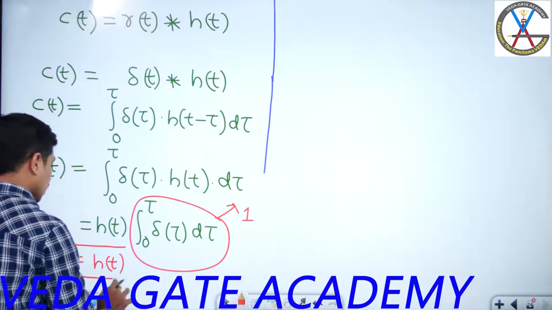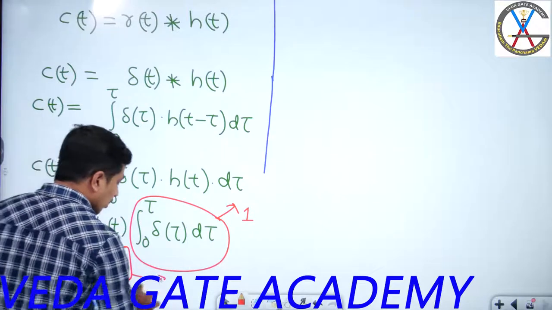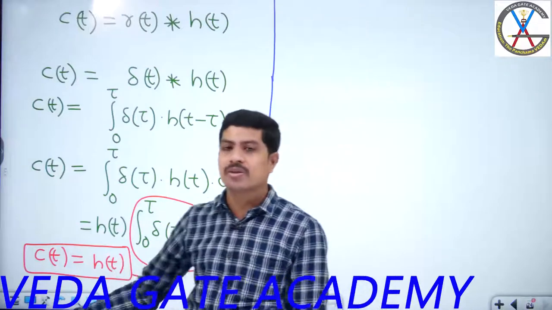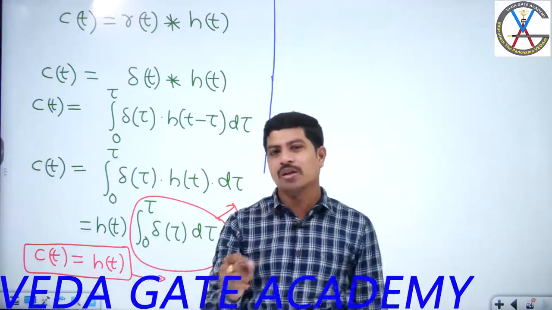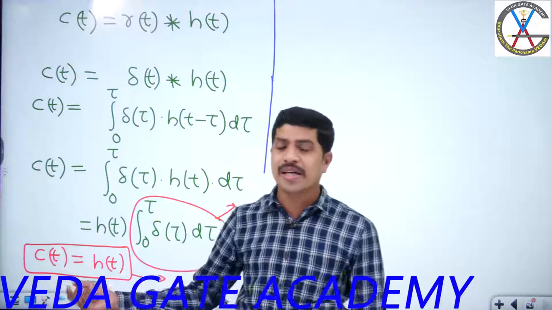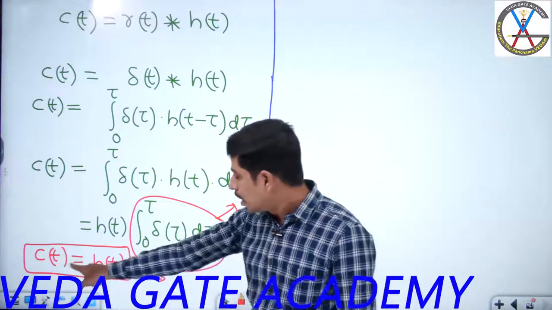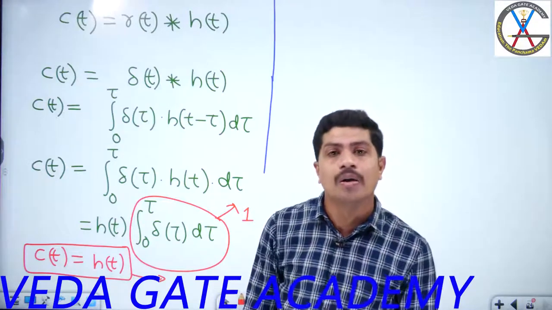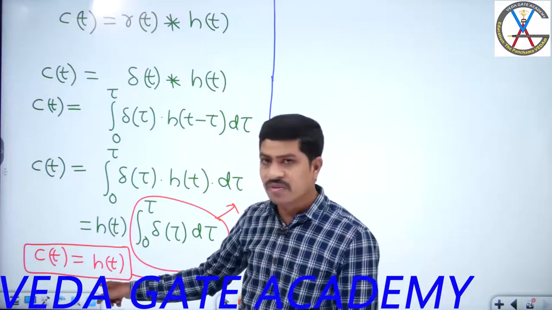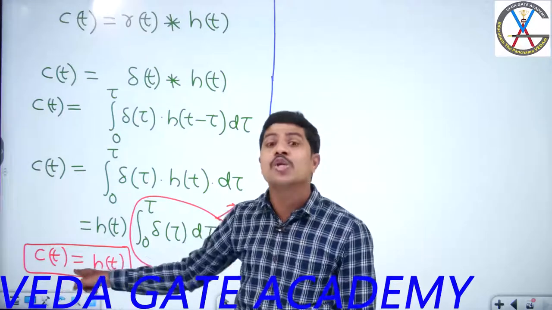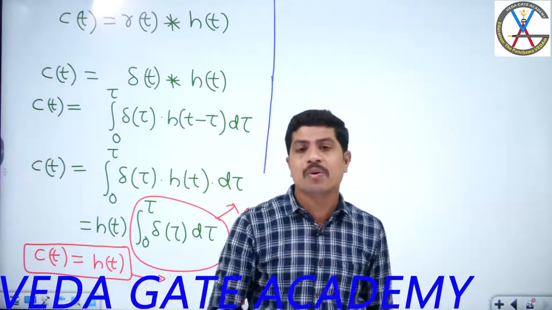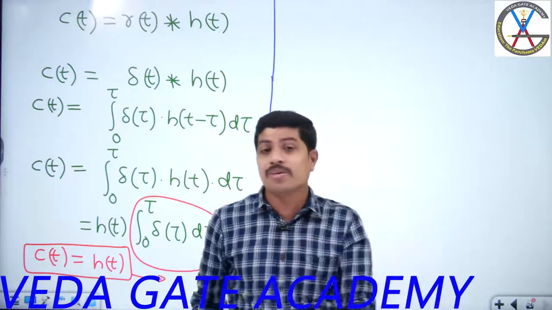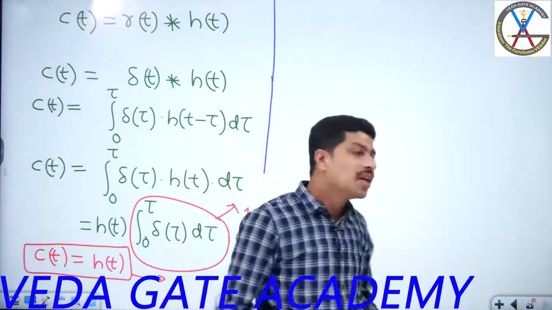Output of the system for unit impulse input. If it is an impulse input, how much would we get? A into h of t. Not to have that confusion, I removed that impulse and kept a unit impulse, A equal to 1. The unit impulse response of a system is equal to the system response. What is the system response? H of t, the same thing I got. Output for unit impulse input equals system response. That's why unit impulse response is also called system response, or system response is called unit impulse response.